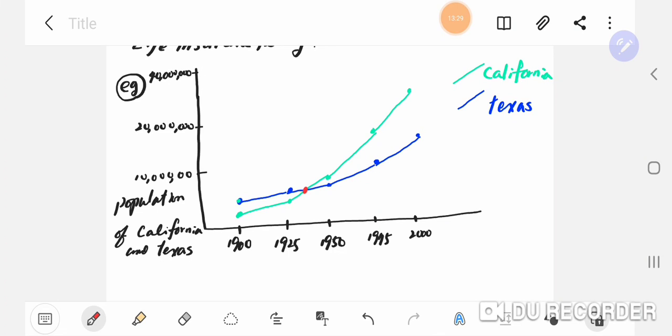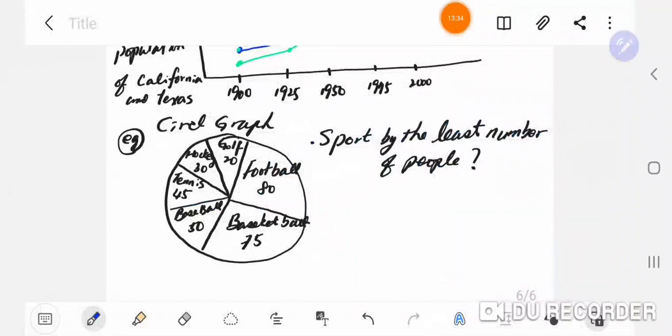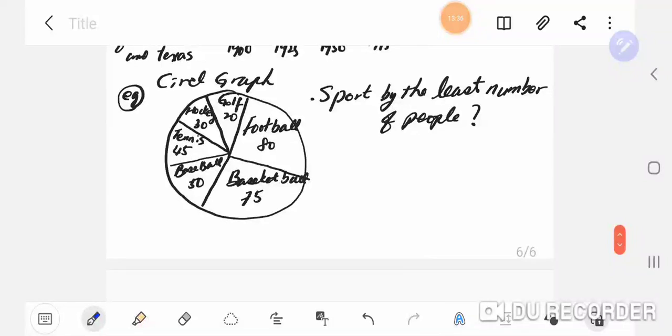All right, then let's try another one, the last one. Okay, this is a circle graph. A circle graph shows different areas for each piece, and the larger the area means the larger portion of the data. In this case, what is the sport that has the least number of people? We need to find the least area, the piece that contains the smallest number.